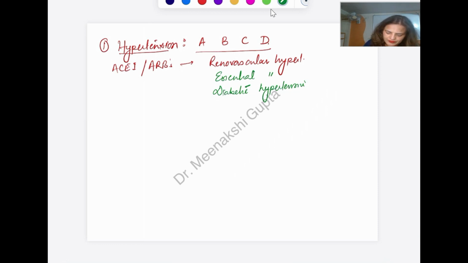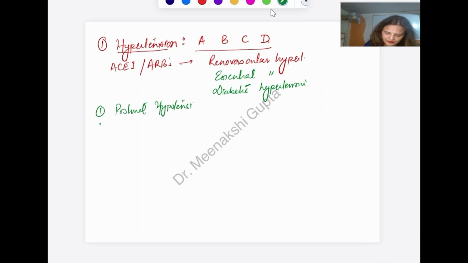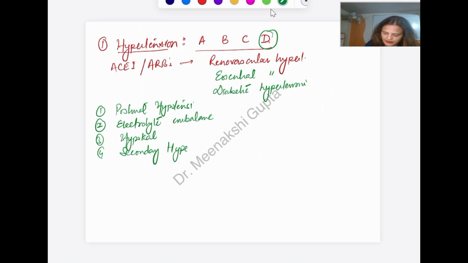Number one, it does not cause postural hypotension. No electrolyte imbalance, just like when we are using the diuretic. No hypokalemia. No secondary hyperaldosteronism. This is all seen with the diuretic. No hyperuricemia. This is the advantage of this group of drug.